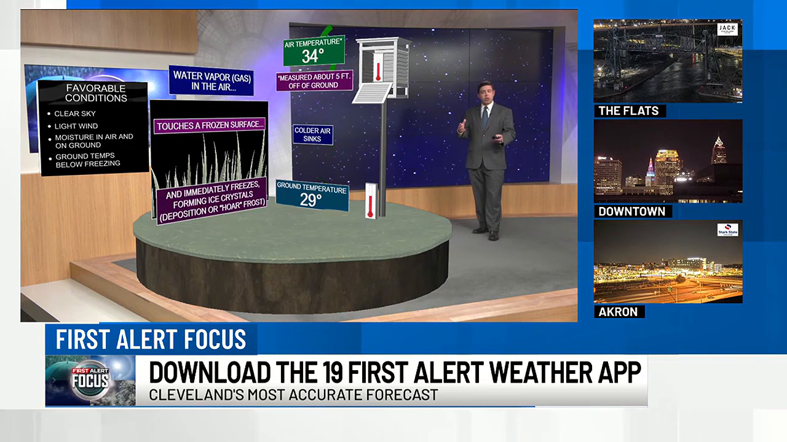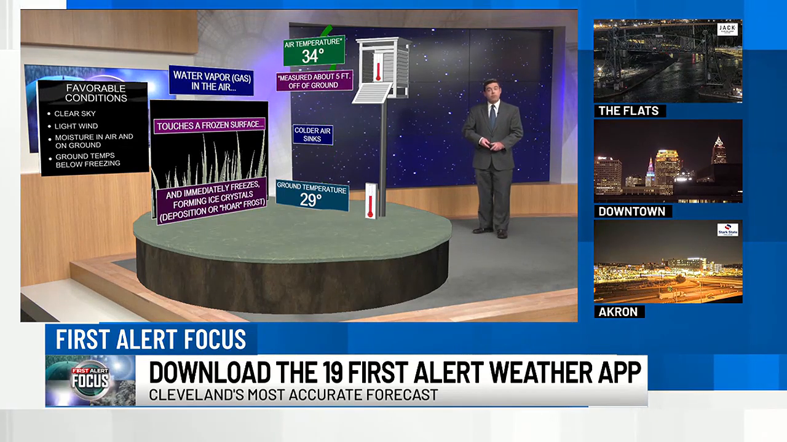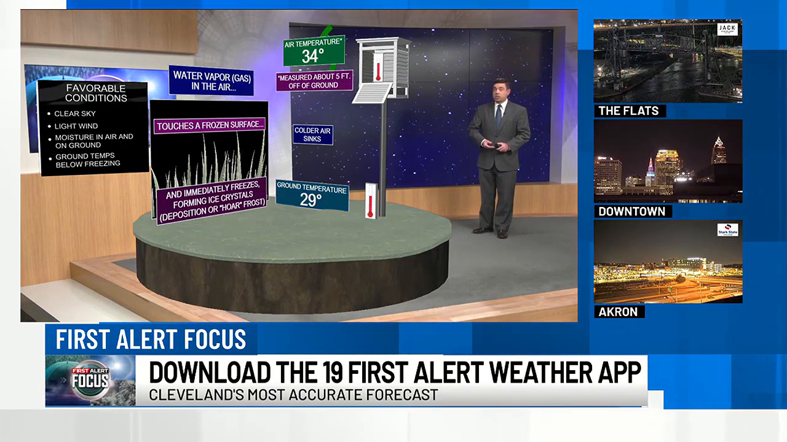the freezing mark. So now you know a little bit about the formation of this hoar frost and how it looks, especially can be very magical on a winter's morning.